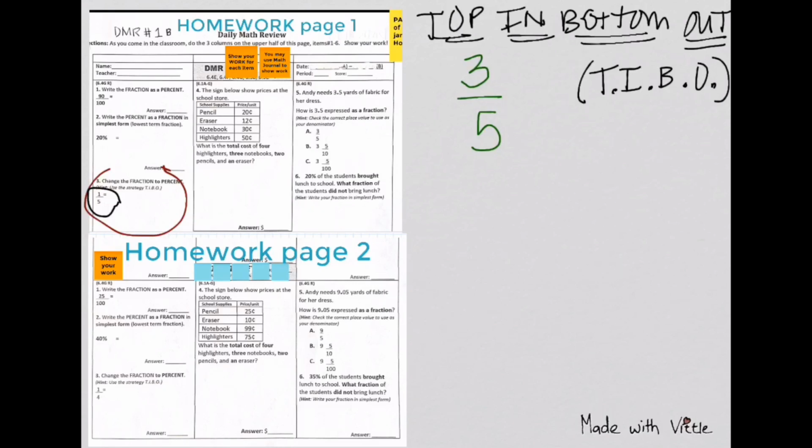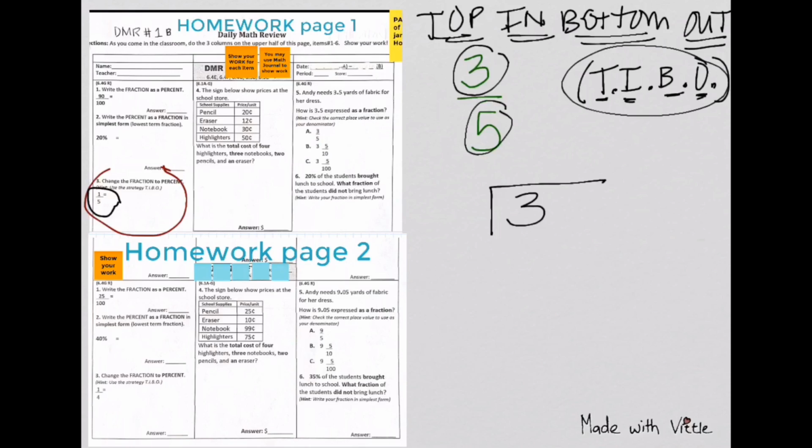You have to use this strategy, top in bottom out, or TIBO. So you have to put the number up this one inside the division box, just like what it says, top in. Then the bottom number goes out. That bottom number 5 should be down here outside the division box.